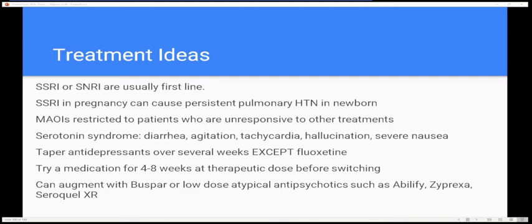And you do want to taper the antidepressants over several weeks, except Prozac or fluoxetine, which you don't need to taper at all. It takes about 4 to 8 weeks at a therapeutic dose before switching, which is really important to know. If you start Celexa or citalopram at a low dose, that's not really therapeutic yet, and you're complaining it's not working after 2 months. Well, maybe you should increase that dose to a therapeutic dose first, and stay at that dose for 2 months before you complain about it.